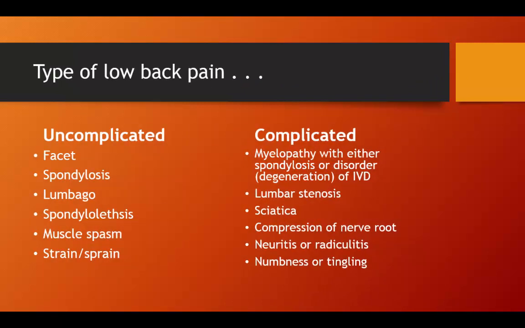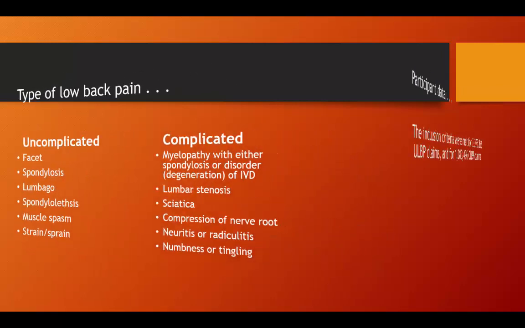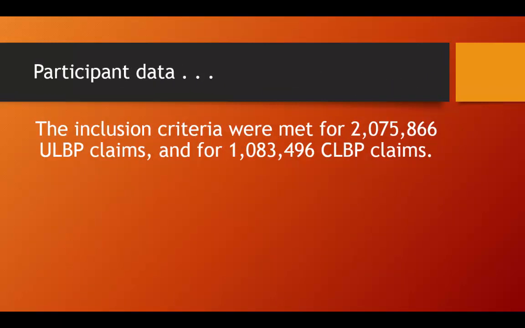Similar to neck pain, the types of low back pain were categorized as uncomplicated and complicated. Uncomplicated included facet spondylosis, lumbago, spondylosis, muscle spasm, and strain sprain. Complicated included myelopathy with either spondylosis or disorder of the IVD, lumbar stenosis, sciatica, compression of nerve root, neuritis or radiculitis, numbness or tingling. The inclusion criteria were met for 2 million uncomplicated low back pain patients and for 1 million complicated low back pain patients.